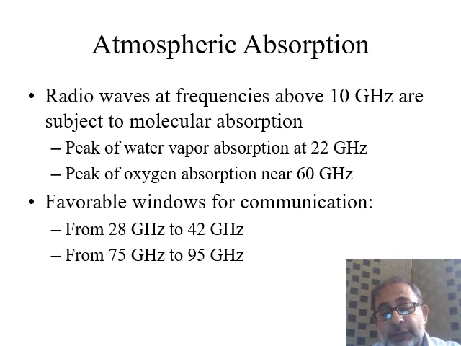So the favorable windows for communication are 28 gigahertz to 42 gigahertz, and from 75 gigahertz to 95 gigahertz. In this way, both of these frequencies, which are the absorption peaks, are avoided.